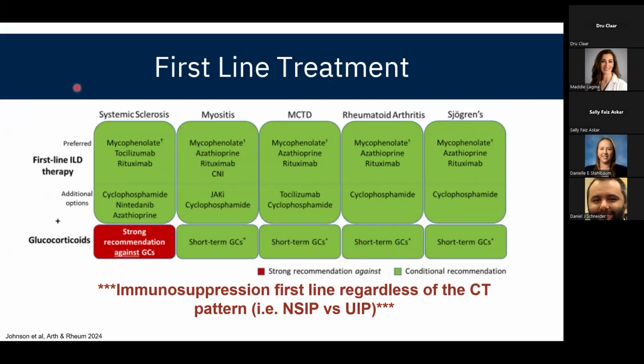So first line treatment really for everyone should be immunosuppression, regardless of the pattern on the CT. So it doesn't matter if it looks more fibrotic or more inflammatory, immunosuppression is in general the first thing that we try. Short-term steroids, so that's usually a couple of months of steroids, can be tried in most diseases, but there's a strong recommendation against using steroids in scleroderma, and that's because steroids above 10 milligrams of prednisone are associated with triggering scleroderma renal crisis, which has really high morbidity and mortality associated with it.